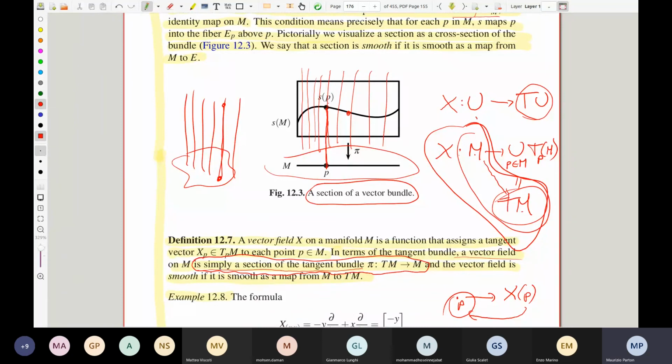Section is just the term we use to say that to a point P you associate an object over that point and not in another part of the manifold.